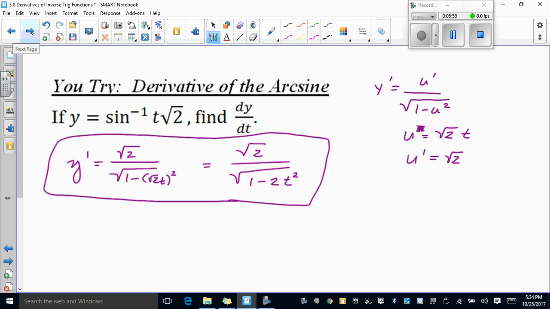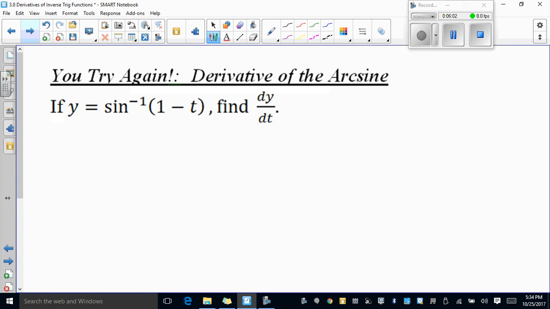On this one here, y prime equals u prime over the square root of 1 minus u squared. In this case, u is 1 minus t, so u prime is just negative 1. So y prime equals negative 1 over the square root of 1 minus t squared. How did you do? Because this is a 100% acceptable answer.